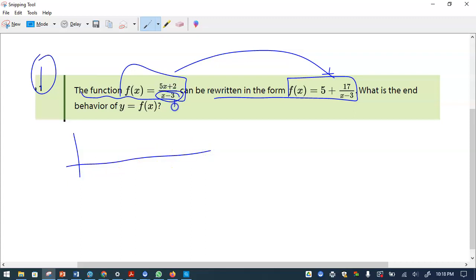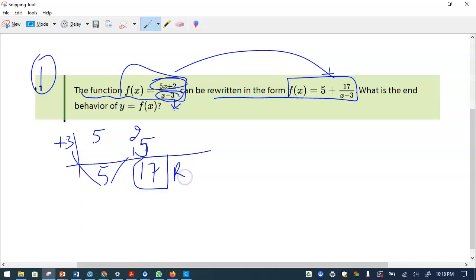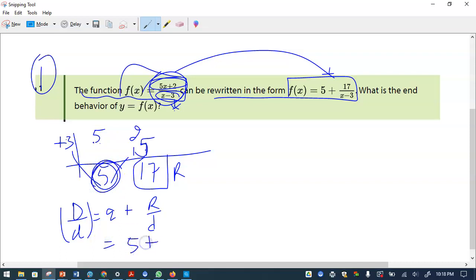There's x minus 3. Using synthetic division, you put a plus 3 here, the opposite. For the numerator, you use 5 and then 2, and drop the 5 down. This becomes 15, multiply and put it here, and 15 plus 2 is 17. That's the remainder. So the dividend over the divisor is the quotient plus the remainder over the divisor. The quotient is 5, just a constant by itself, plus the remainder 17 over x minus 3.